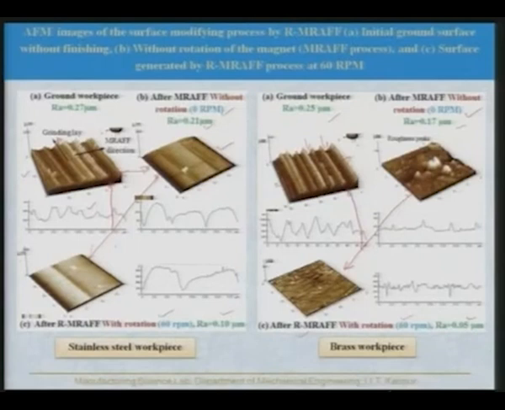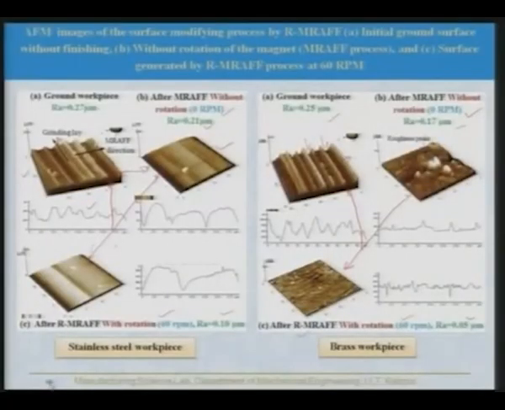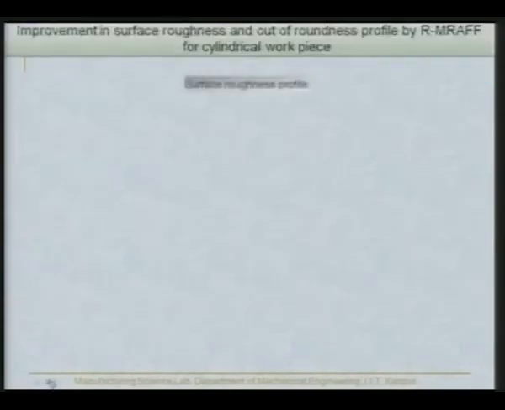So, there is a substantial improvement in the surface texture also after using the RMRAF process on comparatively softer material like brass. So, it clearly indicates that there is a qualitative as well as quantitative improvement as far as nano finishing using the RMRAF process is concerned.